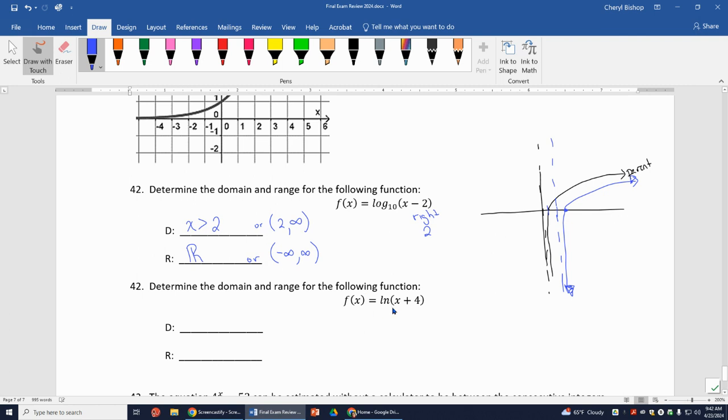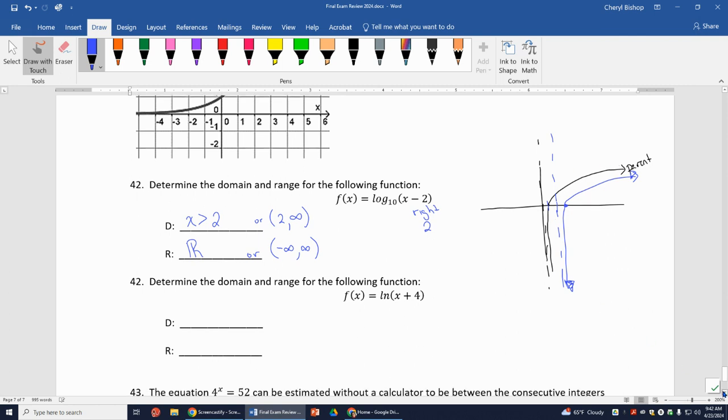Okay, this one's going to be the same type of process. We're going to be moving left 4. It's the same shape of graph.